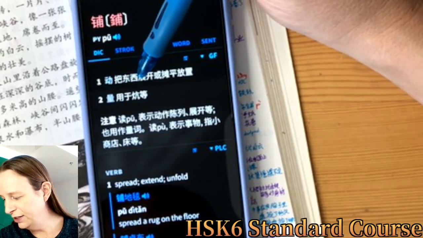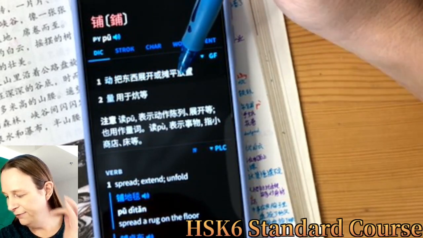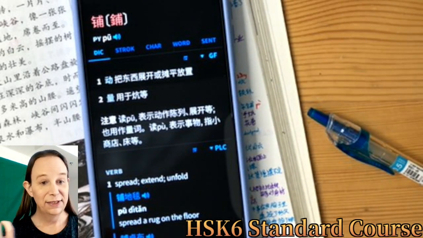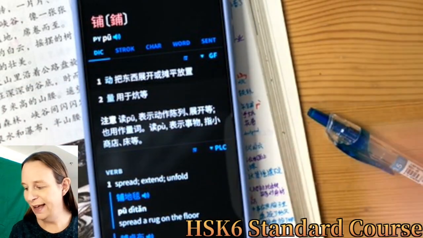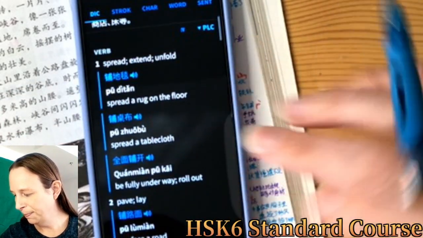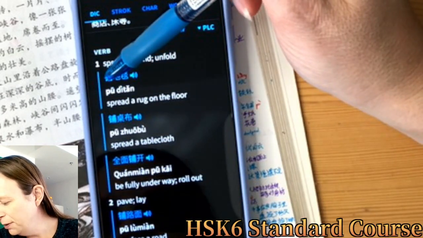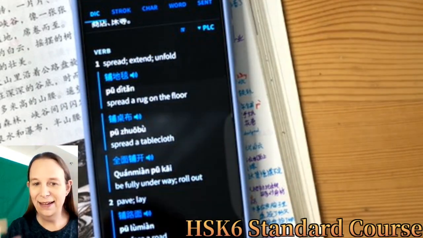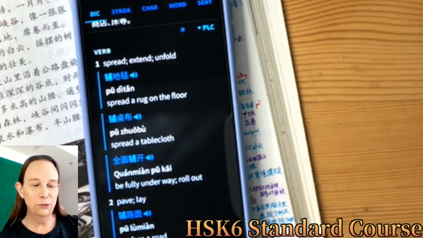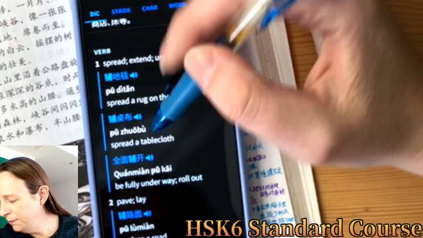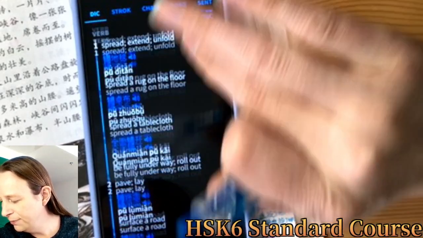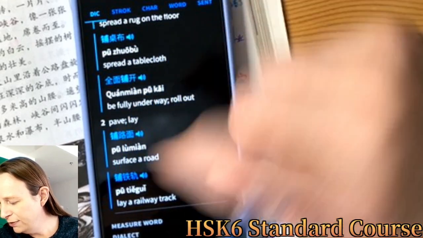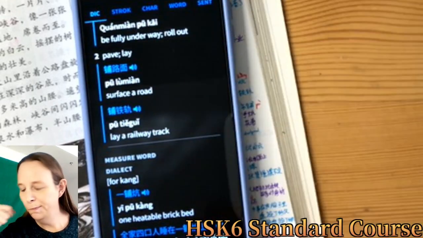把东西展开或半平放置. Okay, so you take some objects and you lay them out or spread them out. Unfold. 铺地毯. So I could take my, 我可以把我的东西铺在床上, maybe. 铺桌布, spread a tablecloth. 全面铺开, 铺路面, pave. 铺铁轨.